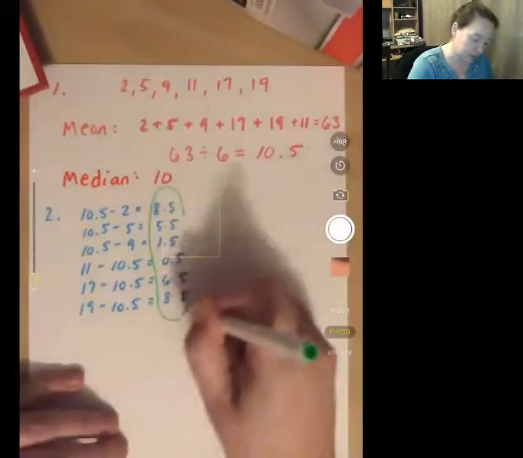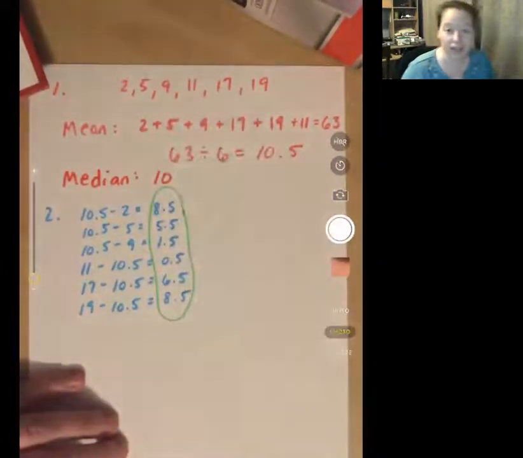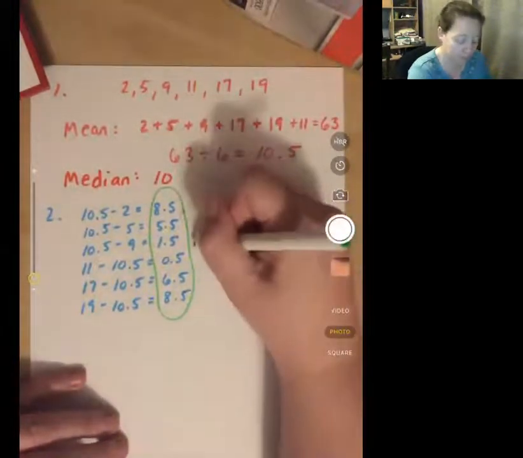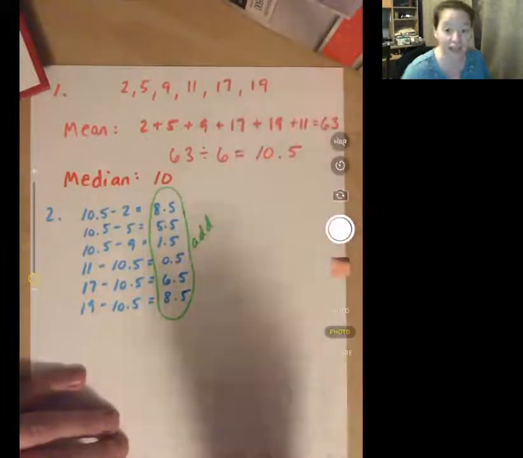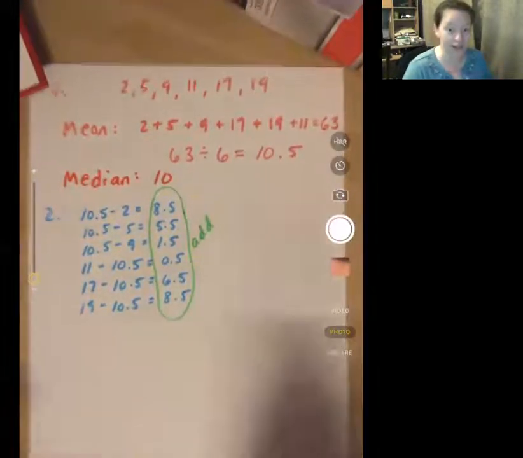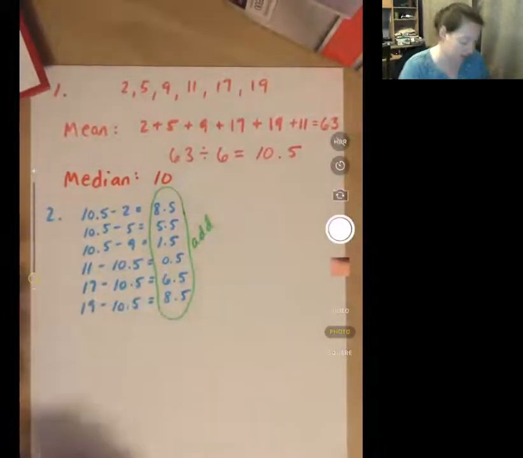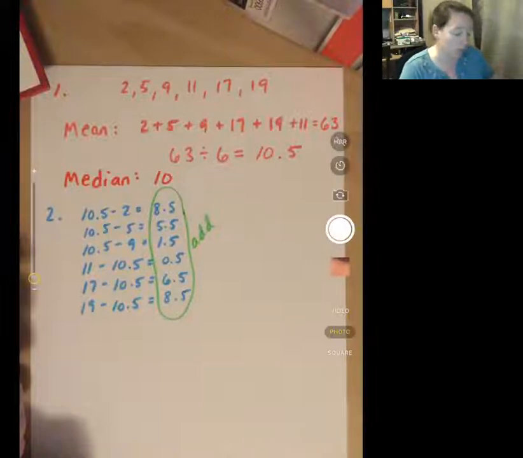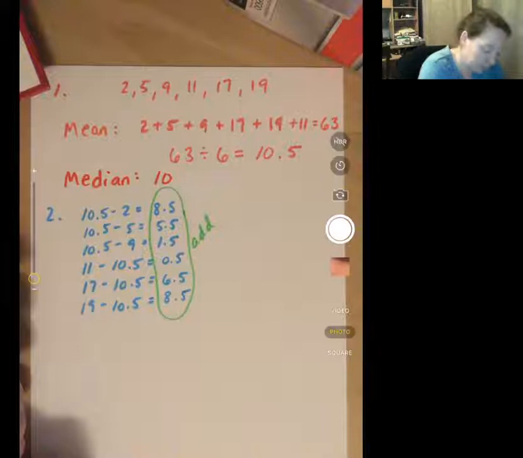Then I take these numbers right here, the differences. I take all of those and I add them together. Let me do that with my calculator. 8.5 plus 5.5 plus 1.5 plus 0.5 plus 6.5 plus 8.5 gives us 31 as a total.